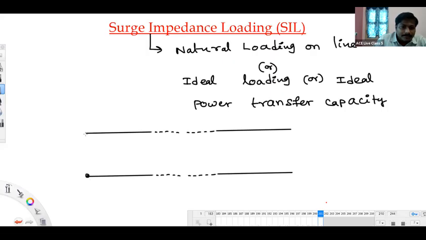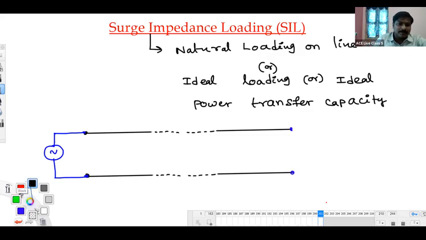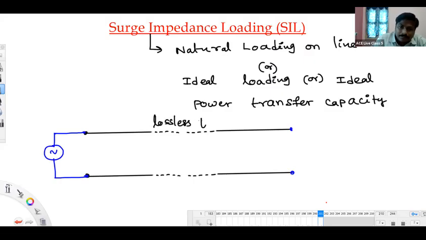So on the sending end side, we will be keeping some voltage source, Vs. On the receiving end side, I am interested in keeping some load. First of all, this line is a lossless line, and it has a surge impedance of ZC. What's the nature of ZC? Resistive. ZC is resistive in nature.